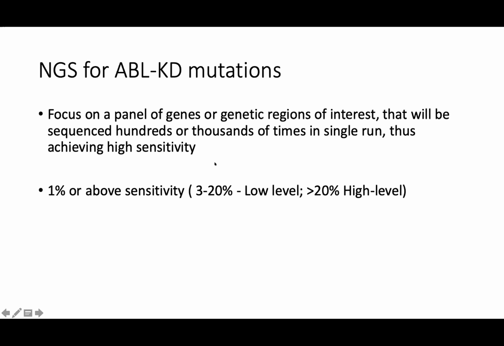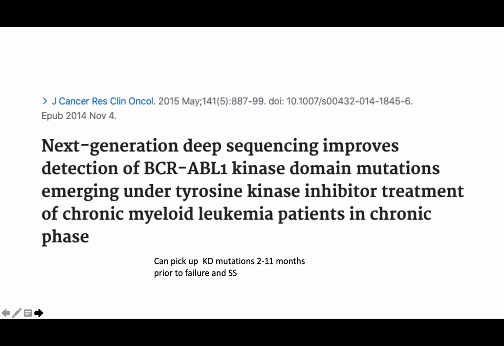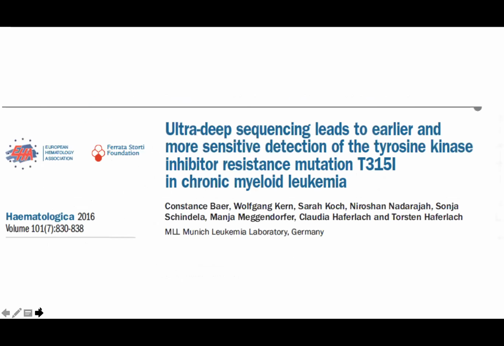The mutations which are picked up at a frequency of 3 to 20% of transcripts are called low-level mutations, and more than 20% are called high-level mutations. What's the evidence to say whether next generation sequencing is better than Sanger sequencing or the other conventional methodology? There are retrospective studies which have said that you can pick up kinase domain mutations 2 to 11 months prior to a documented failure or prior to being detected by Sanger sequencing.